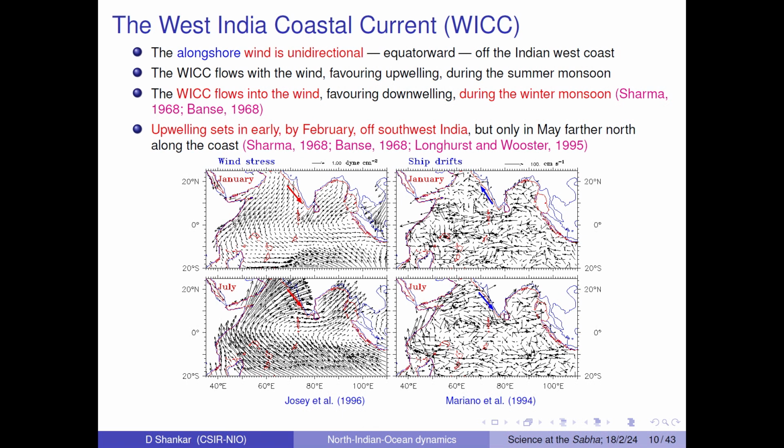So this is something we would like to explain. Why does the West India coastal current flow into the wind during the winter monsoon?